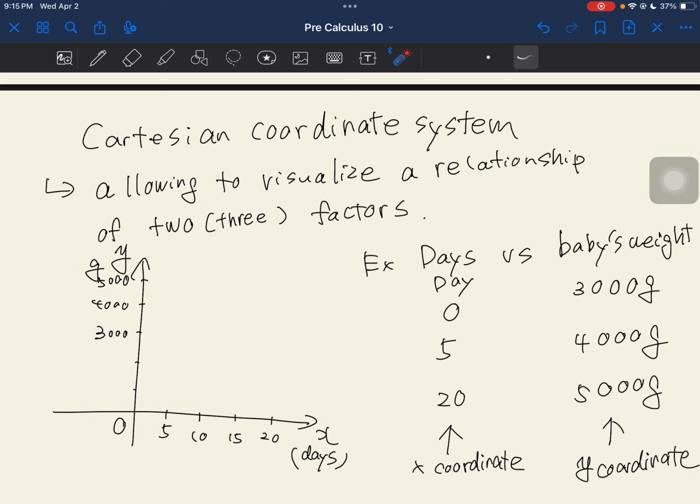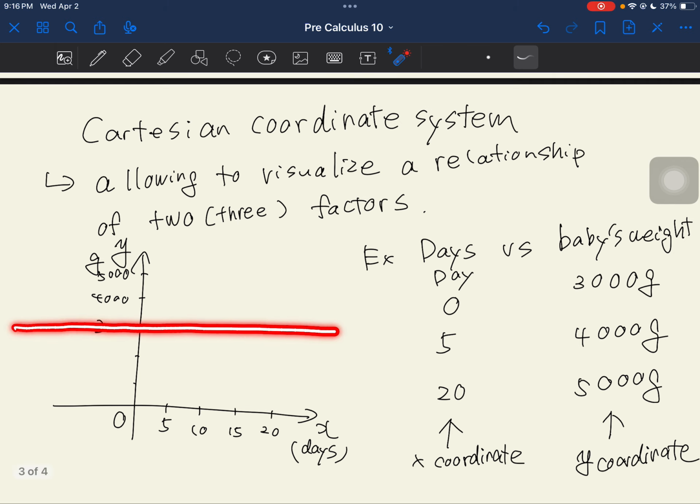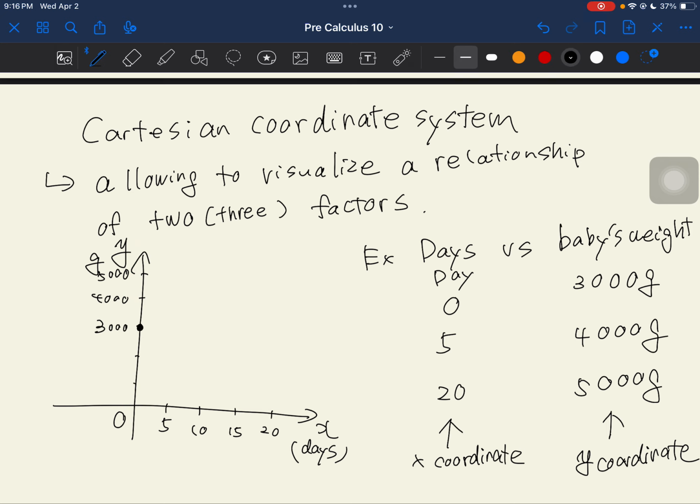Now let me put that information on the graph. Again, I put the days information on the x-axis and the weight information on the y-axis. So this is 0, which means x is equal to 0. And then 3000, so y is equal to 3000 here. You have to find the intersection between these two pieces of information, so you can just plot it here.